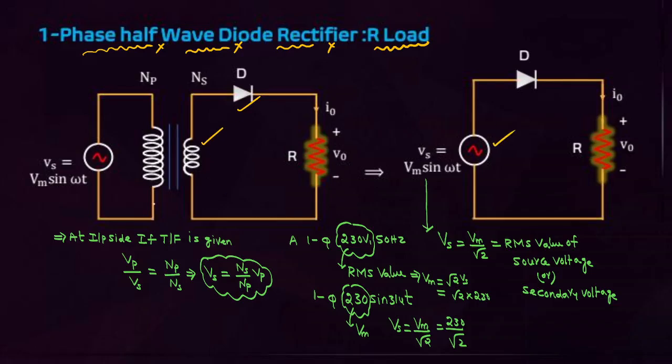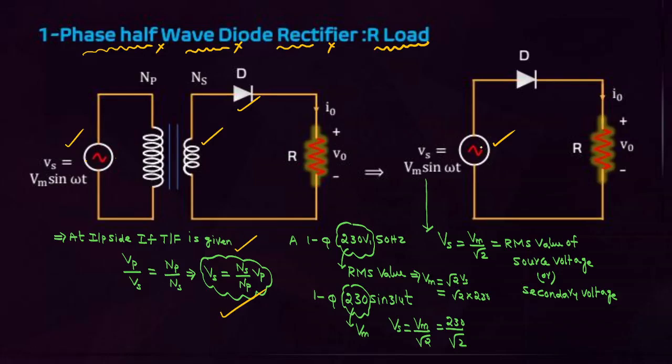Sometimes they will give the transformer. If they give the transformer, this primary voltage is not directly used in the calculation. You calculate the secondary voltage using the turns ratio. If the turns ratio is given, calculate the secondary voltage according to the turns ratio.